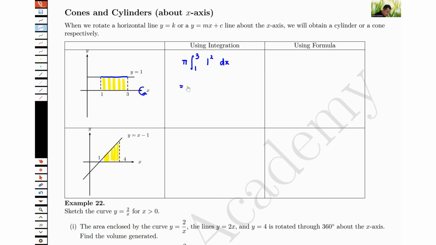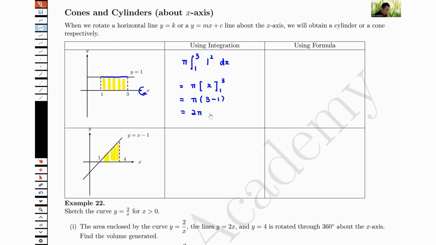So I can also simplify this to become, you integrate 1, which is x, from 1 to 3. And we take 3 minus 1, so we get 2 pi. So the volume of this is 2 pi.